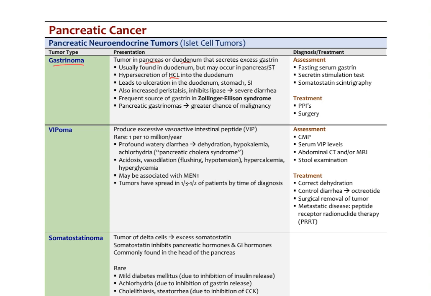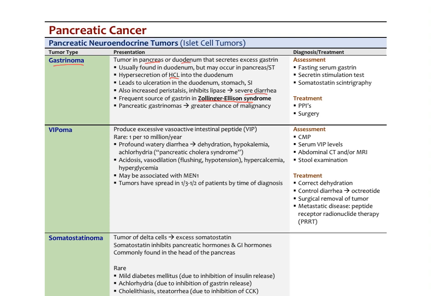So there'd be increased peristalsis. This inhibits the lipase because the acid in the duodenum will neutralize the pancreatic enzymes, so they can't work appropriately. So we get severe diarrhea and malabsorption. And frequently this is associated with, of course, Zollinger-Ellison syndrome. If the gastrinomas are found in the pancreas, they actually have a greater chance for malignancy.